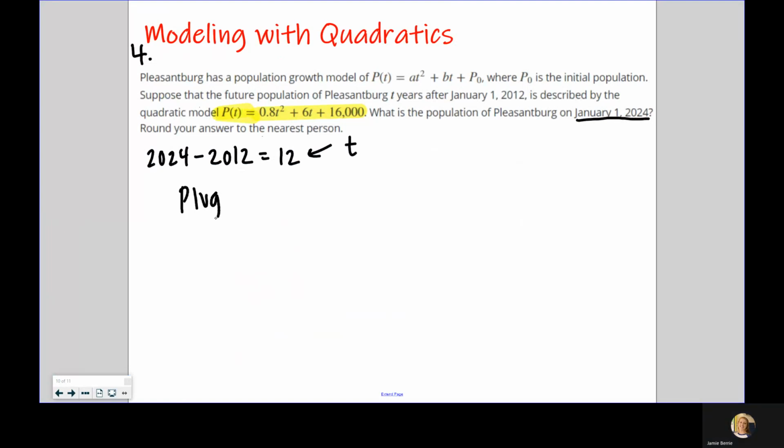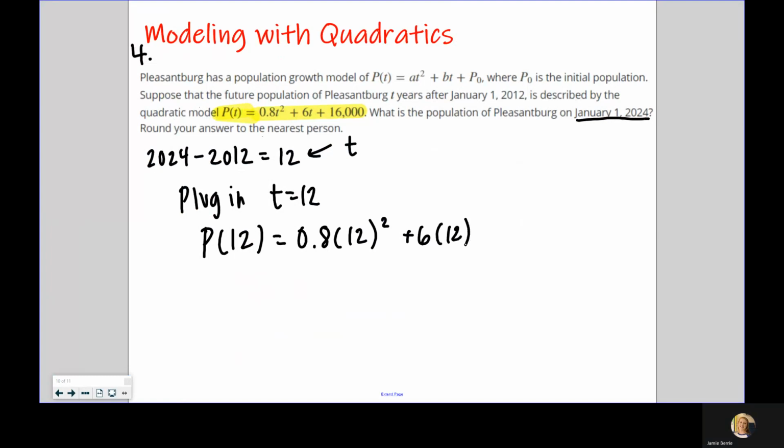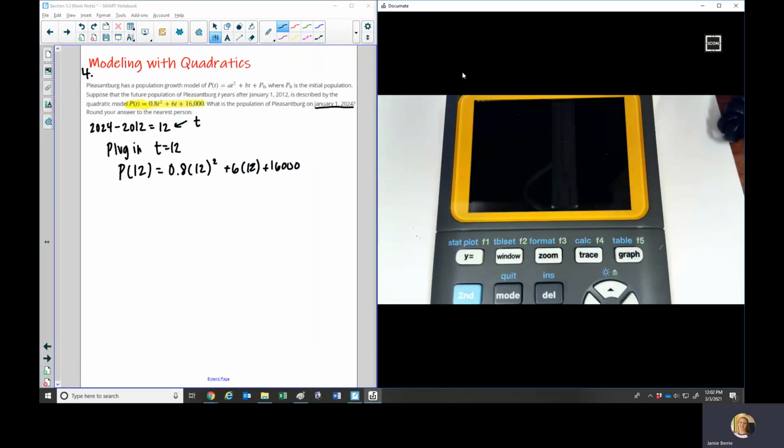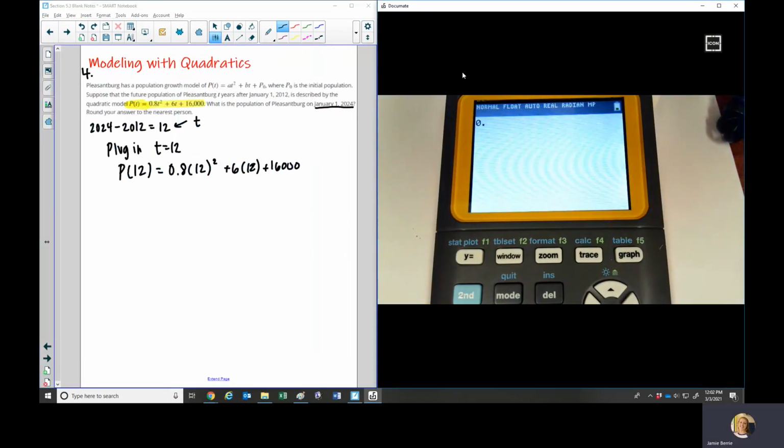So you just plug in t equals 12. So it's going to be P of 12 equals 0.8 times 12 squared plus 6 times 12 plus 16,000. All right, let's get our calculator and plug that in. 0.8 parentheses 12 close parentheses raised to the second power plus 6 times 12 plus 16,000.